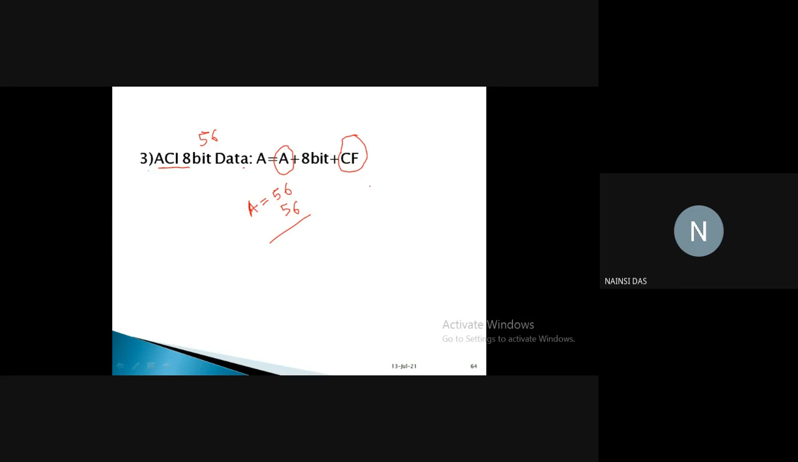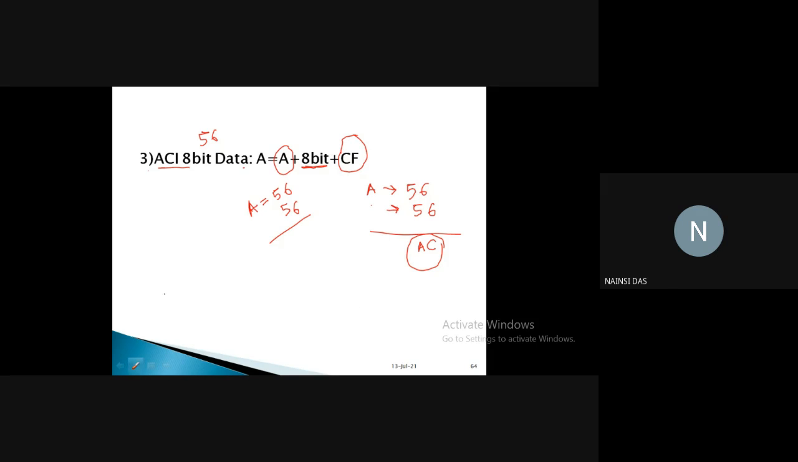Okay, ma'am. Before execution, your accumulator is 56. And your immediate 8-bit data is also 56. Now what is the answer? 6 plus 6 is 12, so that is C. The answer is AC. And what is your comment about this AC?